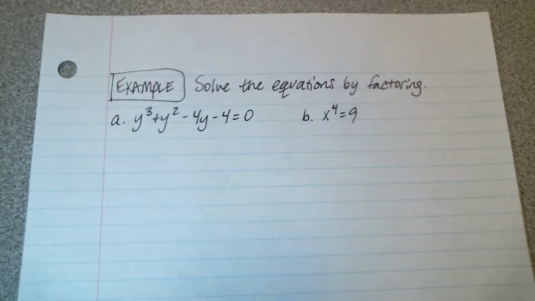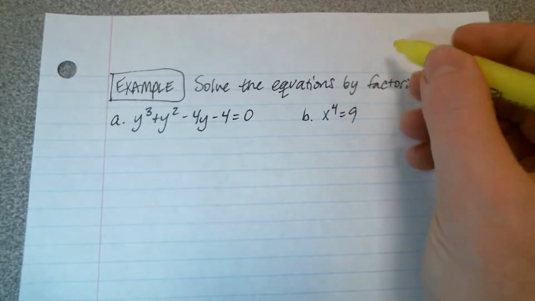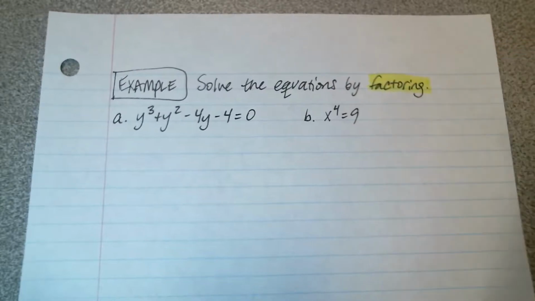In this example, I'm going to show you how to solve higher degree polynomial equations by factoring. The way we're going to do this is extremely similar to solving a quadratic equation by factoring. As you can tell by the method, the first thing we need to do is factor our polynomial, and then rely on the zero product rule to solve for the variable.